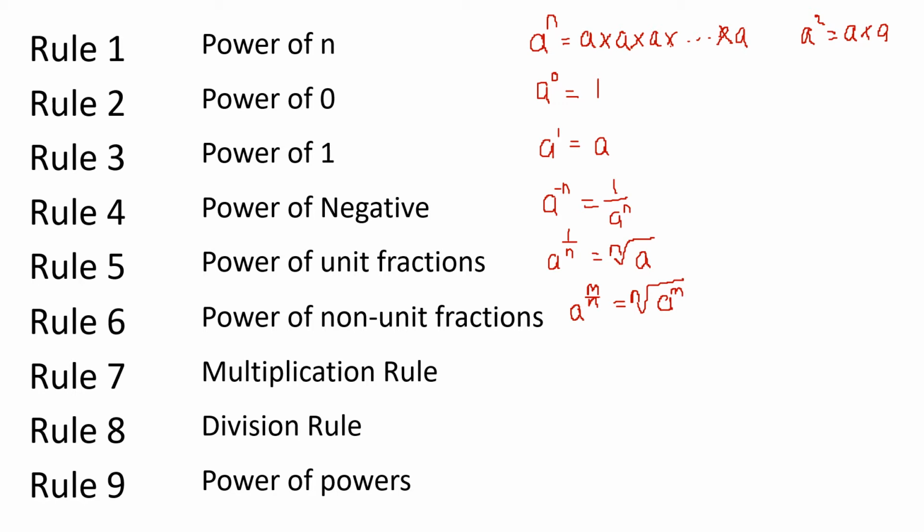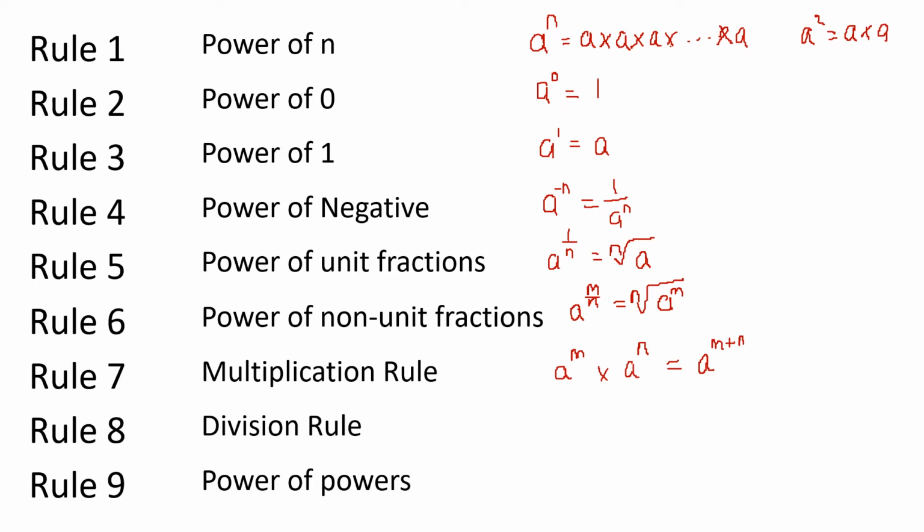Rule 7, the multiplication rule. This just means that we have one number to the power of some indices times by another. So if we had a squared times a cubed, all this means is that we then add the 2 indices together. So you would have a to the m plus n.